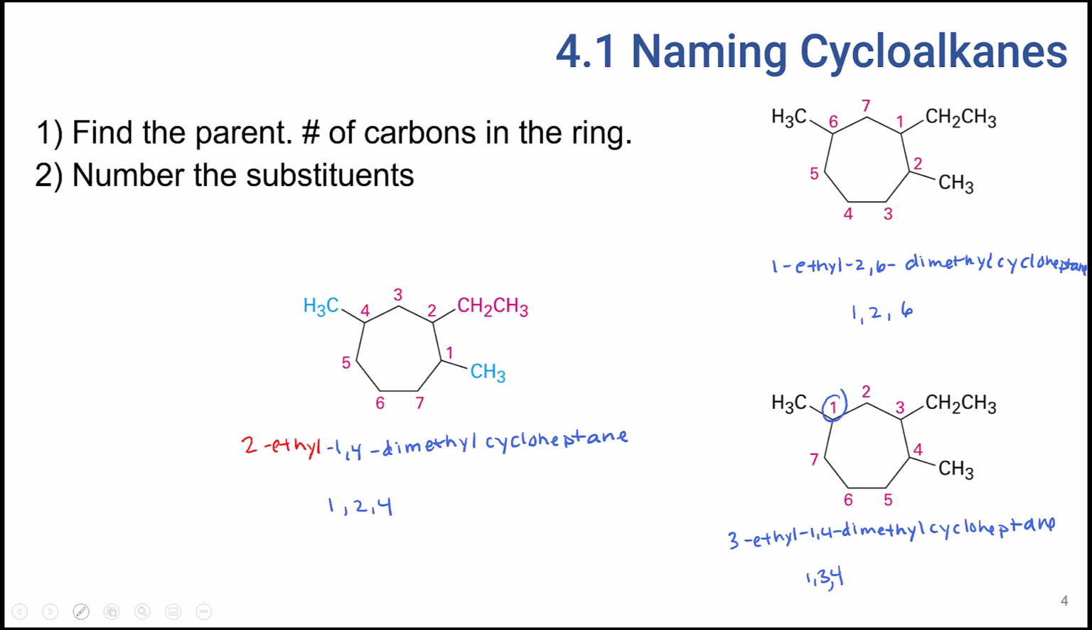So if the goal is to have the lowest overall numbering, the numbering system in the first example here is lower for the ethyl group, and the 1 is lower here. Our overall is 1, 2, 4, which is lower than 1, 2, 6, and then 1, 3, 4. So we have the 1 and the 2, and the 4 is going to be lower than the 6 when we compare those two. So these are not the way that we want to name these structures.